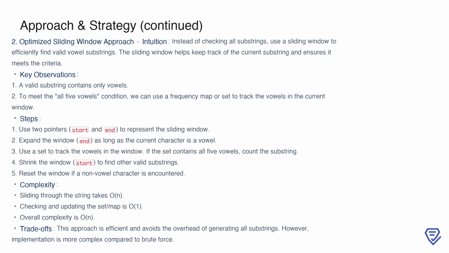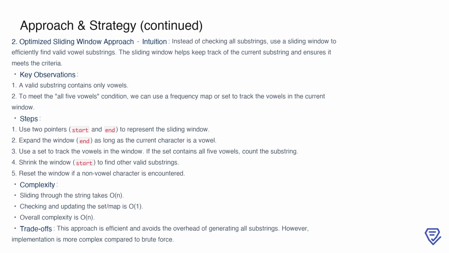The key idea here is to avoid generating all substrings explicitly. Instead, we use a sliding window to dynamically track valid substrings. A sliding window allows us to efficiently examine portions of the string while expanding and contracting the window as needed. The main observations are that a valid substring contains only vowels and must include all 5 vowels at least once. To achieve this, we use 2 pointers to represent the window boundaries.